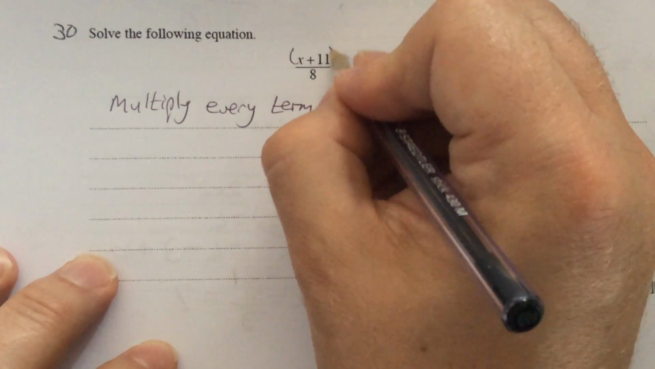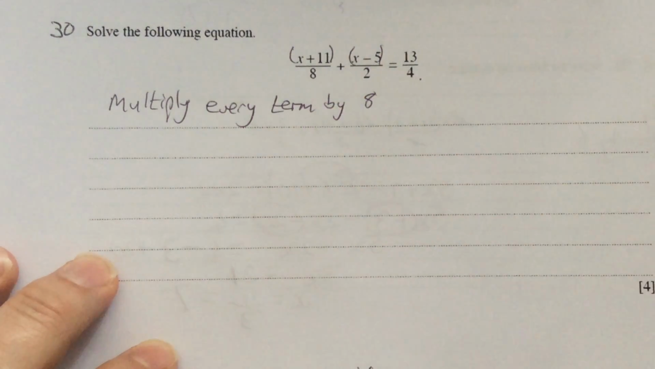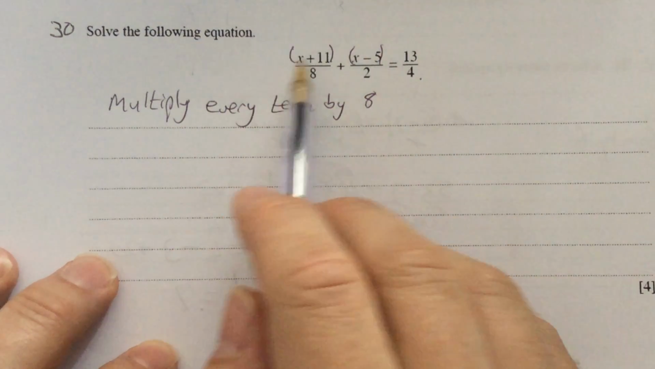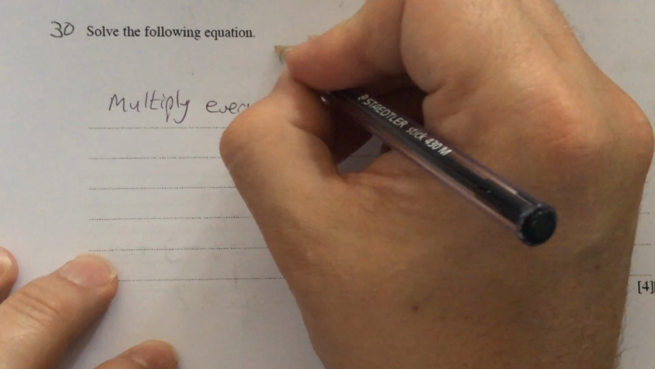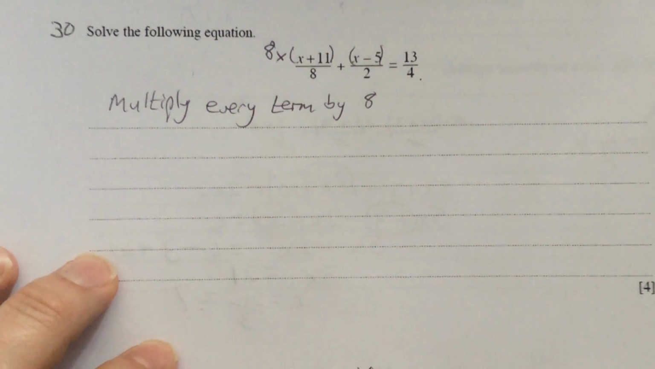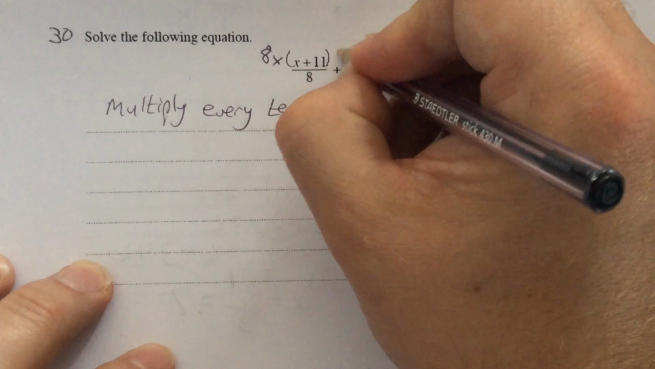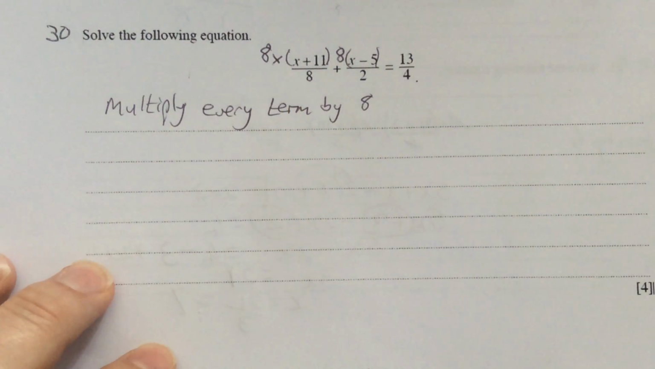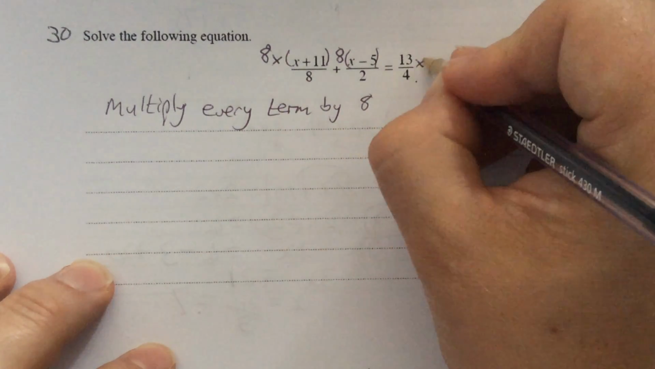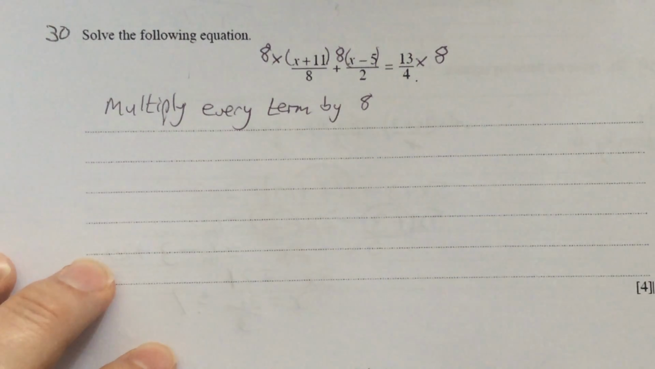So what I have to do now is put brackets around the top line. When there's more than one term, I put a bracket around it. So it becomes 8 times (x plus 11) plus 8 times (x minus 5) equals 13 over 4 times 8.